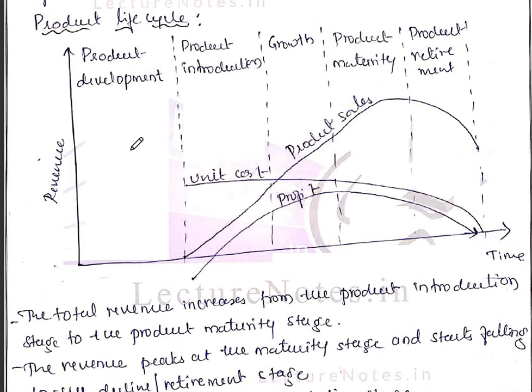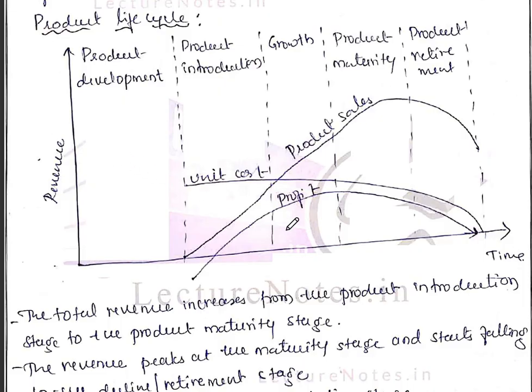Next we'll discuss the product life cycle, also called PLC. This is also a possible question that is asked in exams. Explain the product life cycle or PLC of an embedded system. So there are 5 different phases in the product life cycle. First one is product development. Second one is product introduction. Third one is product growth. Fourth is product maturity. And fifth one is product retirement.